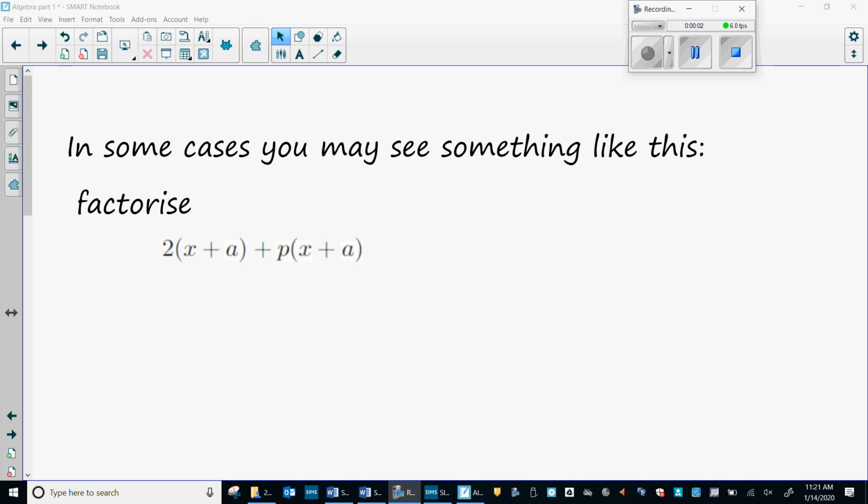Alright ladies, this is the final part of the factorising packet that we didn't get to last time. Remind me what we're doing when we're factorising things. Putting things into brackets. And how do we do that? What are we looking for?